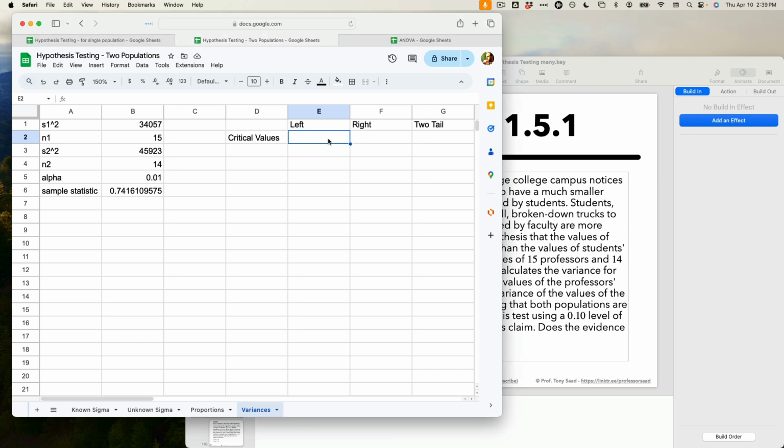Where are you? Here. Okay, so here I'm going to use equal to F.INV, and this is asking for the probability. So in this case, I'm going to give it my alpha value. That's the probability. And it needs degrees of freedom 1, which is n1 minus 1. That's the numerator degrees of freedom. Denominator degrees of freedom is n2 minus 1. Okay? And that gives me my critical value.